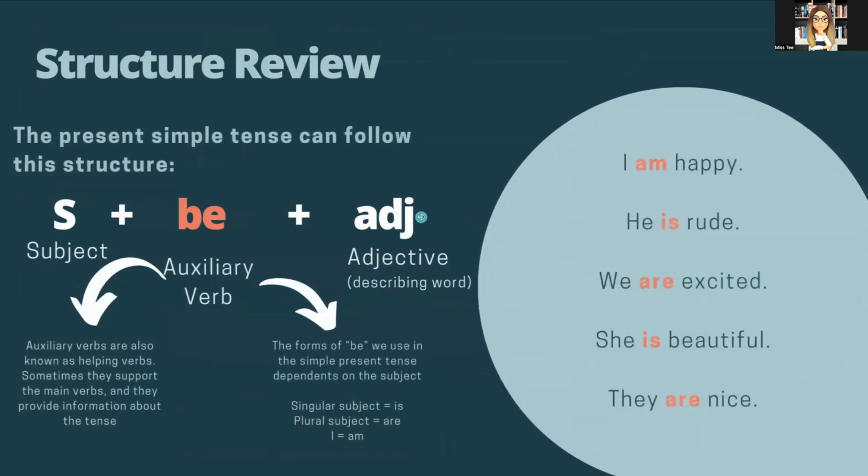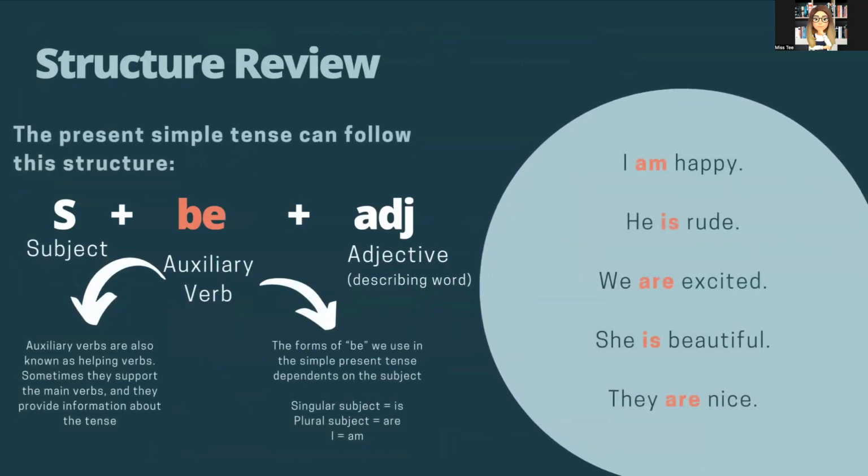So here is another form for the structure. Just a review. We have talked about this before in a previous video about the simple present tense. You can follow the structure as well, which is the subject, plus the auxiliary verb, which is be, plus the adjective, which is a describing word. So just to remind you, auxiliary verbs, like the form of be, are also known as helping verbs. Sometimes they support the main verbs, and they provide information about the tense. And you'll rarely see the word be in a sentence because it takes different forms, and the other forms it takes depend on the subject.